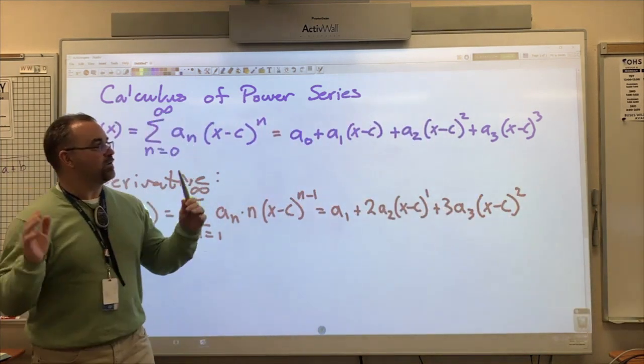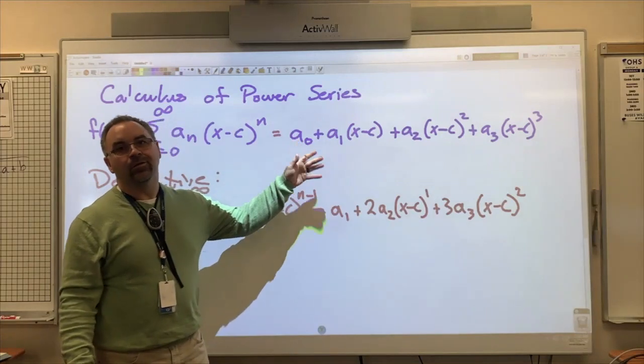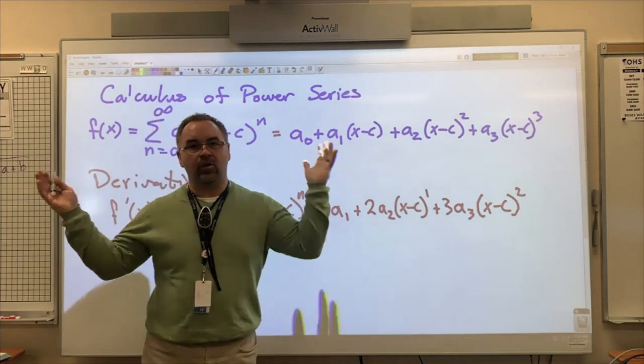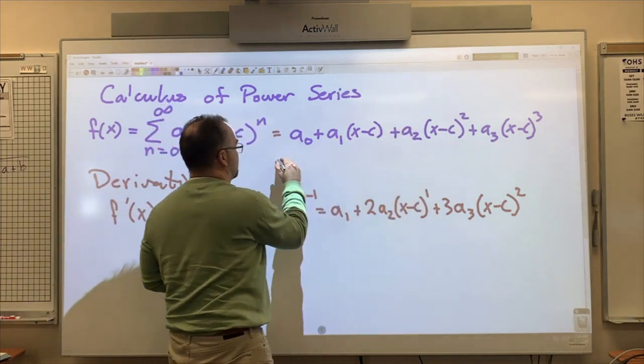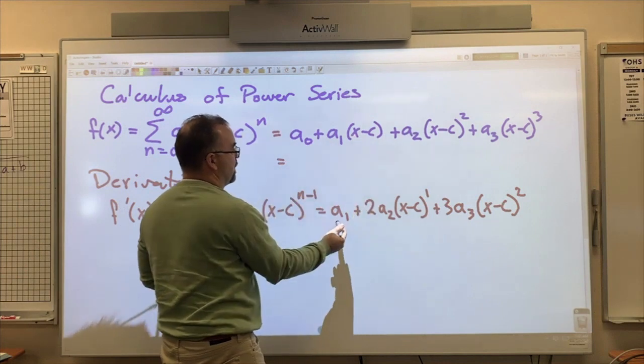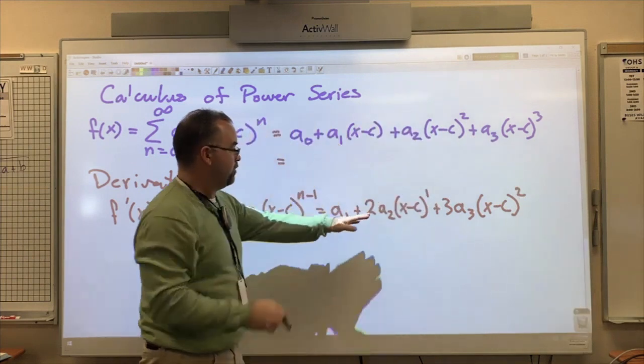And so on. I want you to think about, though, in calculus, what would happen to a0 if we took its derivative? It's a constant. It would be 0. a1 times (x minus c) to the first power, that would just be a1. a2 times (x minus c) squared, when we bring down the 2, we get 2 a2 (x minus c).